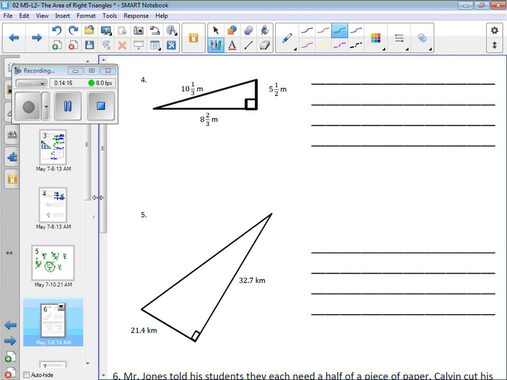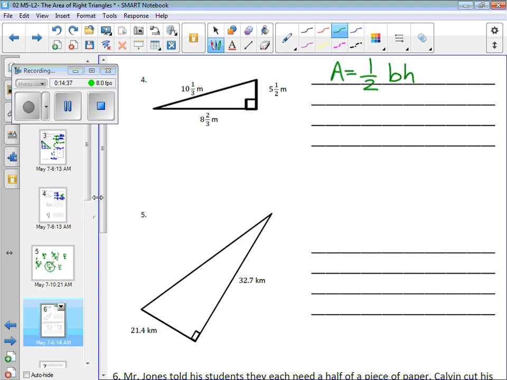Okay, number 4. First of all, look at your sides. What formula should we use? That's my suggestion: use the one that has the half, because our sides are measured in fractions.